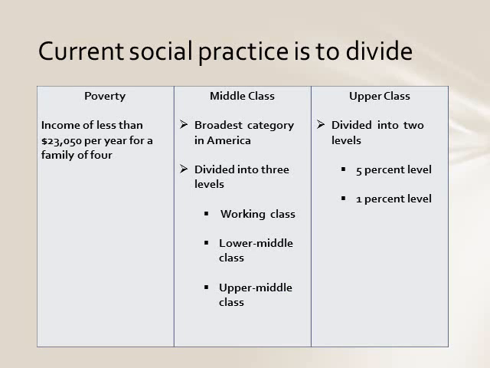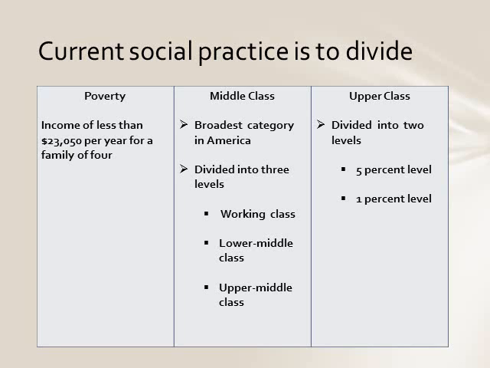Currently in the U.S., it is our social practice to divide people into three specific classes or levels. The first class is called poverty. According to an article written by David Francis and published in 2012, 15% of the U.S. population, which at the time was roughly more than 46 million people, were living below the poverty line.